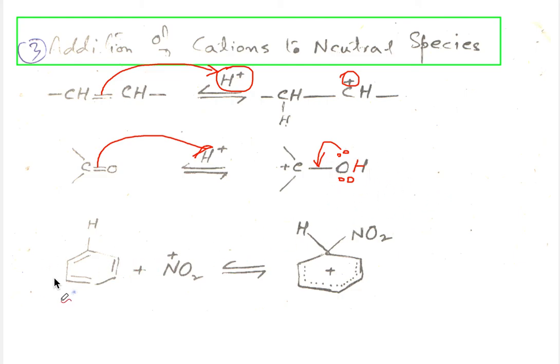In the third example, we have a benzene ring and the nitro group. The nitro group is a cation. It can approach the pi electrons of the aromatic ring to produce a carbocation. As you know, all the members in the ring of benzene are carbon, so we have a carbocation in the end.